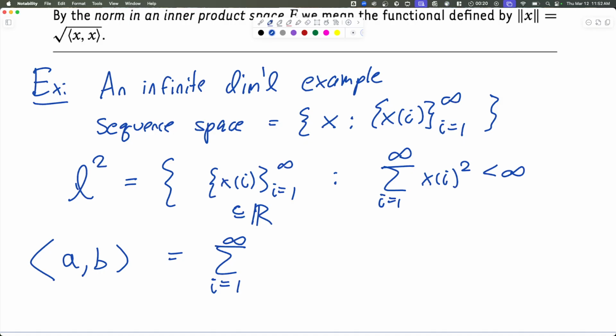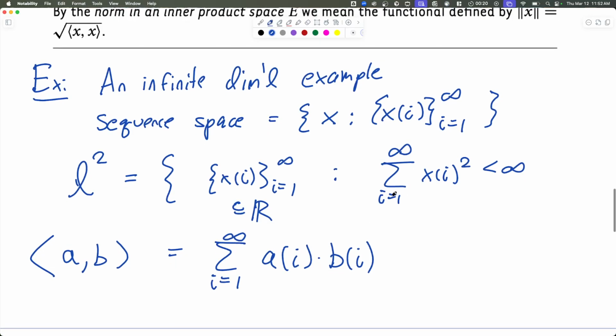Can anyone guess what the formula would be for the inner product? Yeah. A of i times B of i. It's A of i times B of i, right? So you multiply them together. It looks very similar to what we did in R4. In R4, there were 4 components. In little L2, there are infinitely many components, but you multiply them together entry-wise, and then you add them all up, and that sum will be finite.